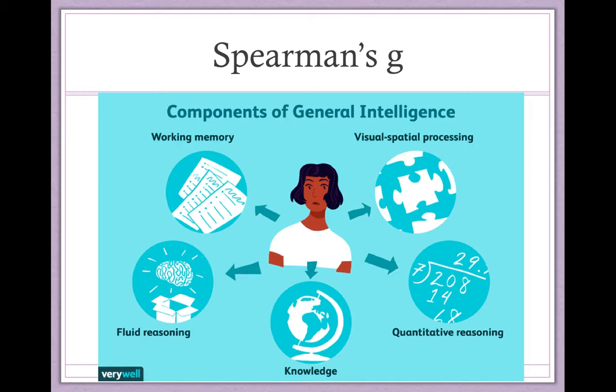So what kind of components do they include in Spearman's G? They include working memory, fluid reasoning, so that's adapting or modifying behaviors to fit your situation, knowledge, so facts that you've learned, things you've acquired, quantitative reasoning, and visual spatial processing. So that is being able to know where things are in space.